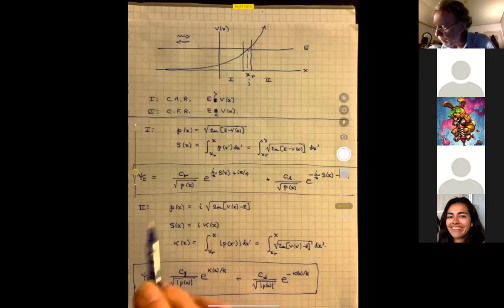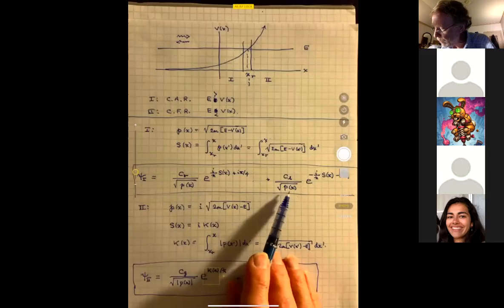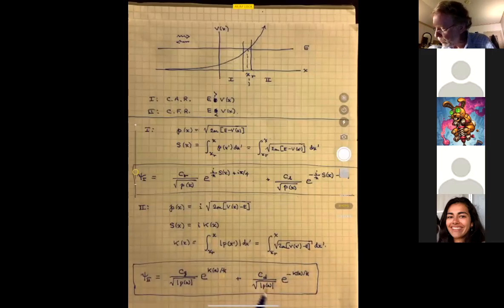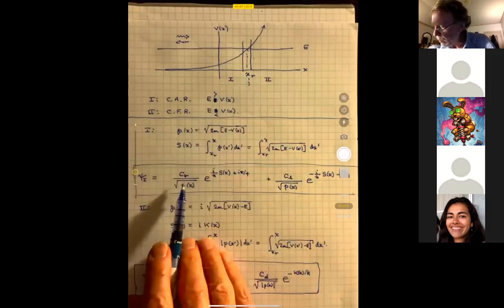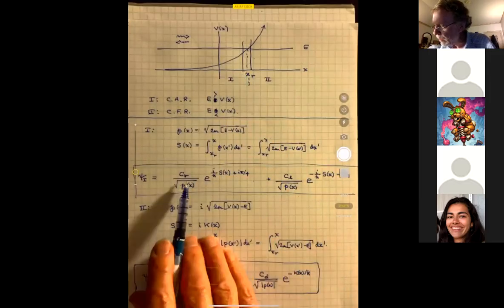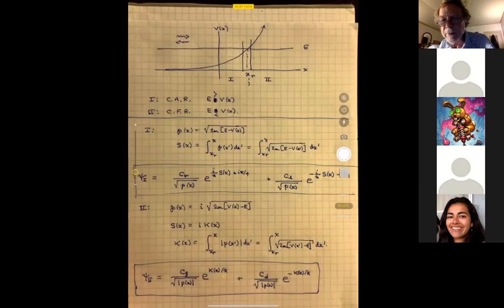This is evident from the formulas because the square root of momentum, which appears here in all the denominators, the momentum goes to 0 at the turning point. And so these nominal WKB solutions actually diverge there. They go to infinity. And this means that the solution is breaking down. It's actually not valid, as I say, in some small region around the turning point.